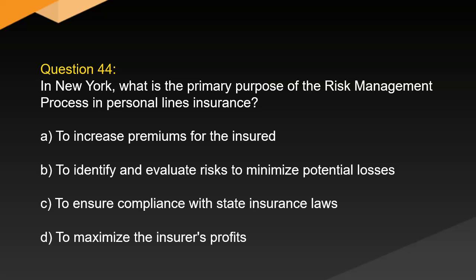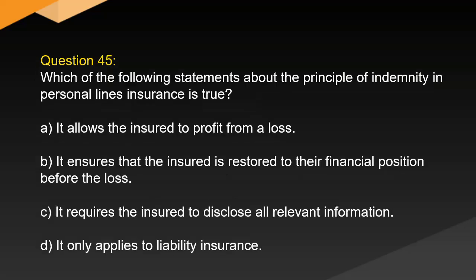Question 44. In New York, what is the primary purpose of the risk management process in personal lines insurance? A. To increase premiums for the insured, B. To identify and evaluate risks to minimize potential losses, C. To ensure compliance with state insurance laws, D. To maximize the insurer's profits.